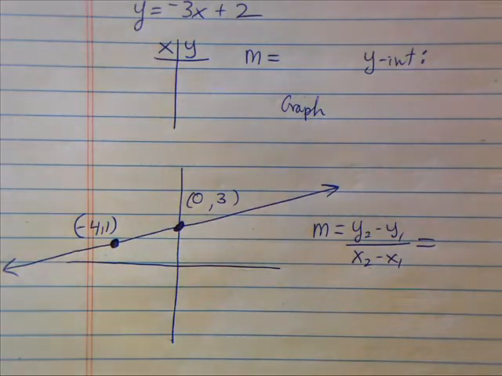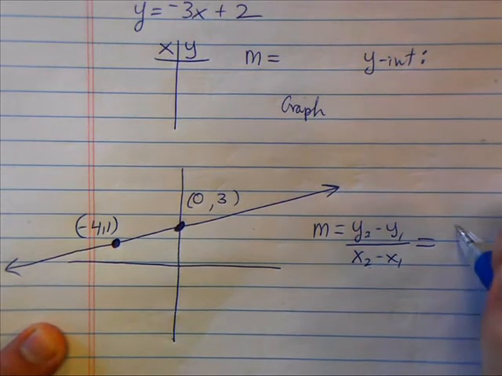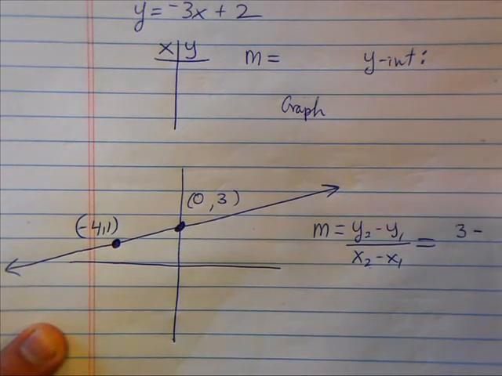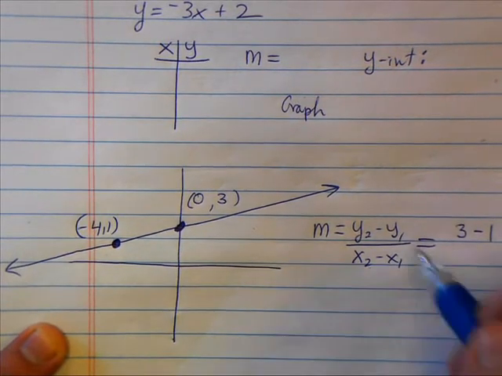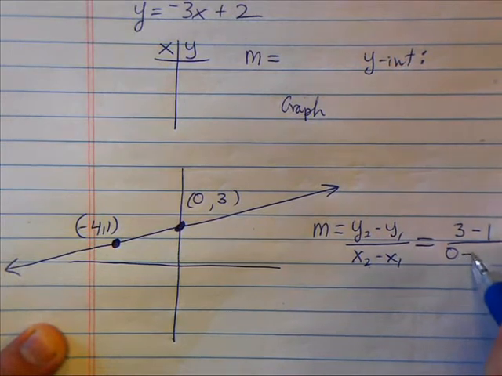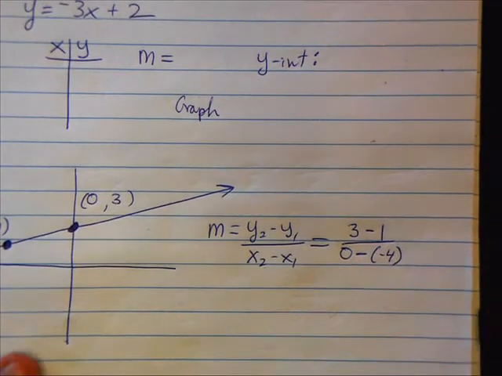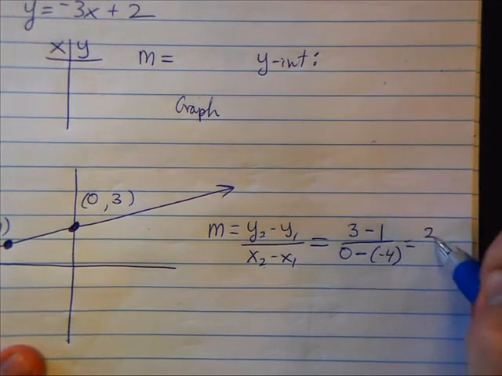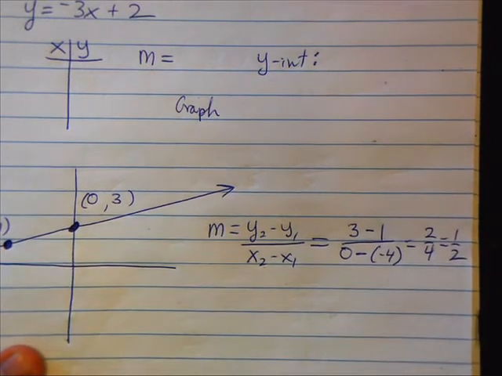Right? So what's our y2 number? 3. So we're going to have 3 minus 1, divided by 0 minus negative 4. That's 2 over 4, which we reduce, that's a half. So our slope is a half.